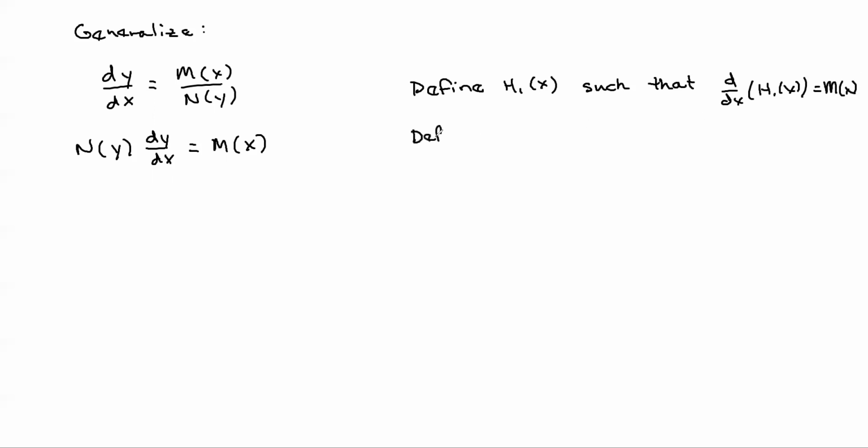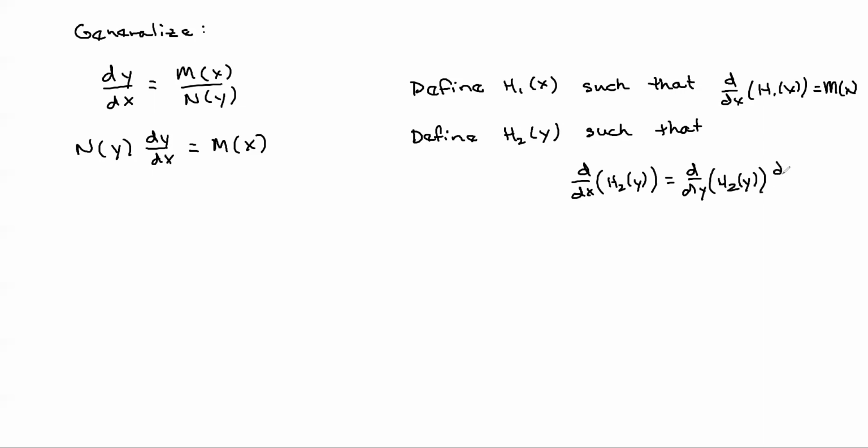And we can define h2 of y such that the derivative with respect to x of h2 of y equals, and here we're going to use the chain rule, the derivative with respect to y of h2 of y times dy/dx, which equals h2 prime of y dy/dx. Oh, hold on. Which equals n of y dy/dx.